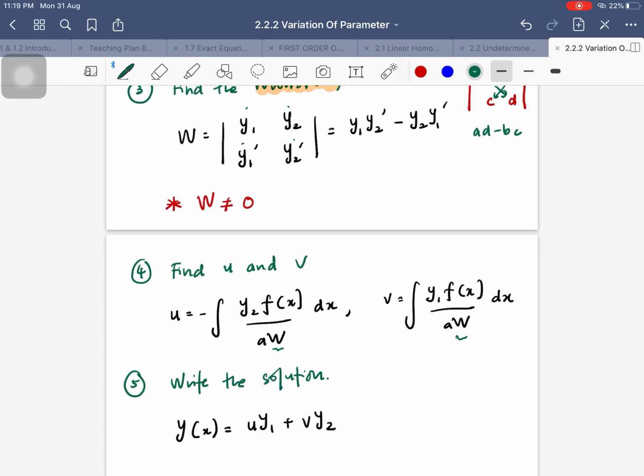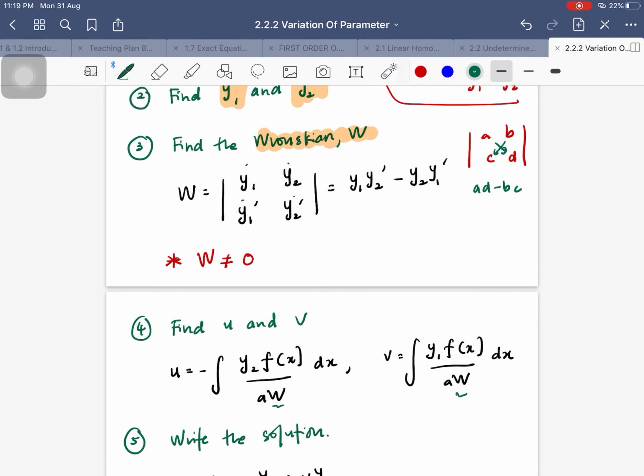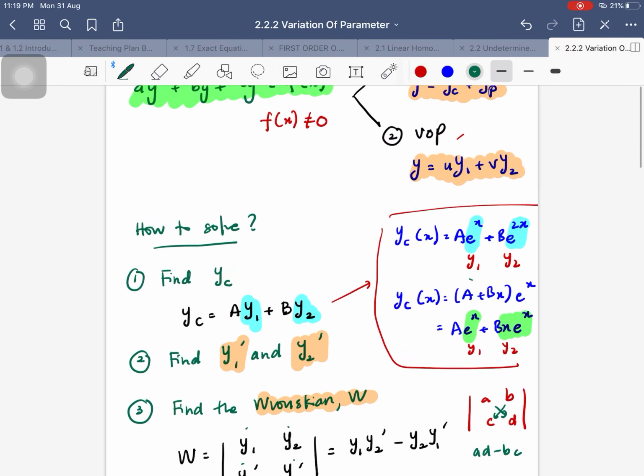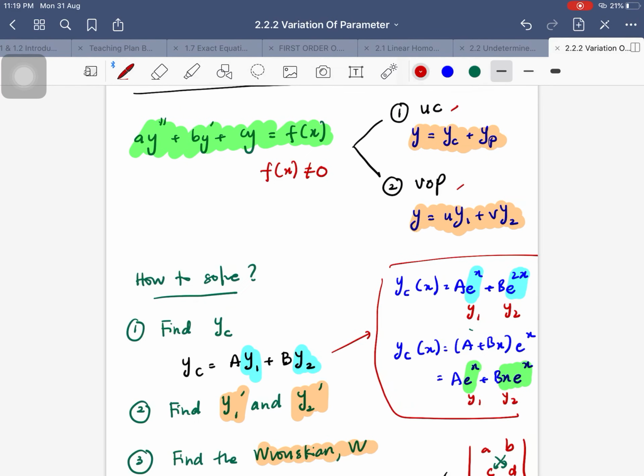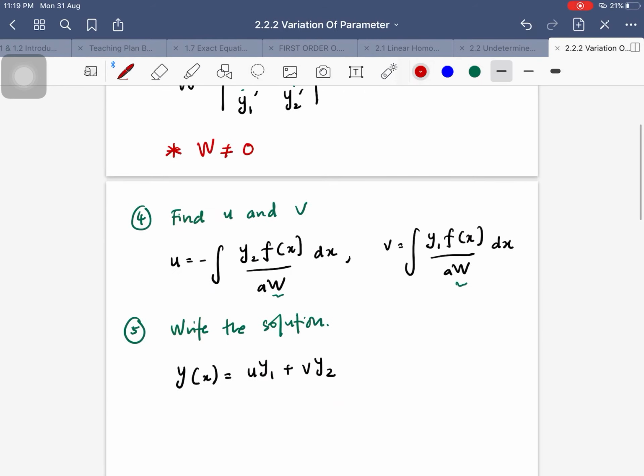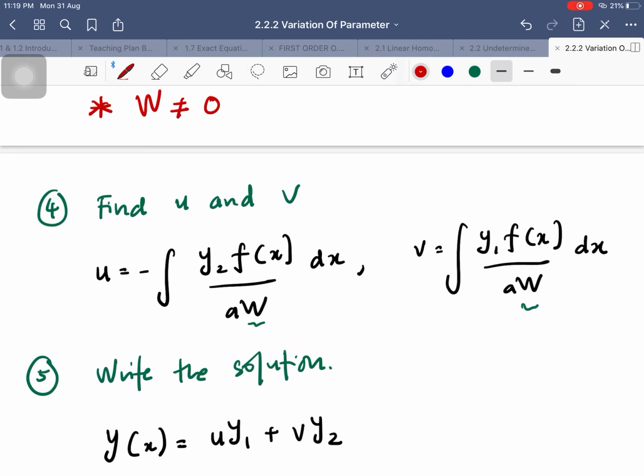So please, before you proceed with step number 4, simplify the Wronskian and make it into 1 term. Okay, step number 4 is we're going to find the third and fourth component, because if you notice in terms of the solution, we already got y1 and y2. Now we only need to find u and also v. So this is going to be the formula of u and v. So u is given by negative integration of y2 f(x) over aW dx, and v is given by integration of y1 f(x) over aW dx.